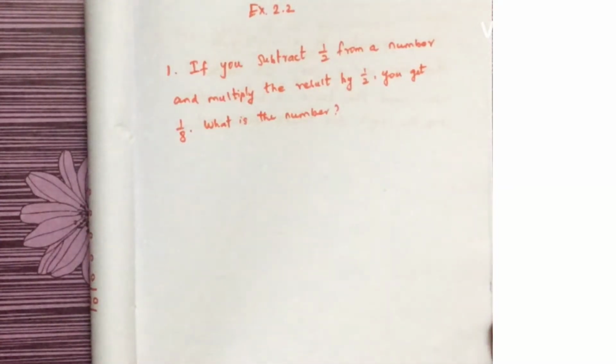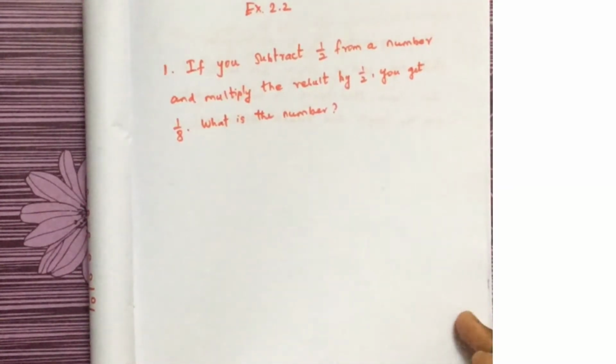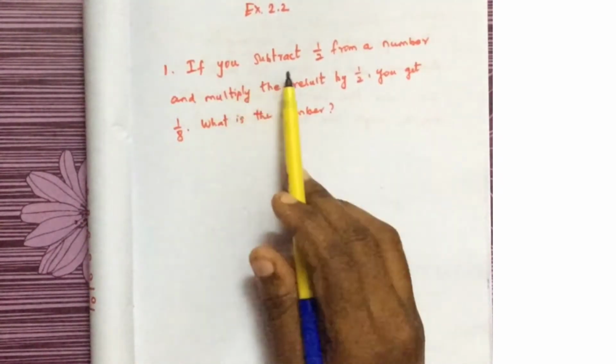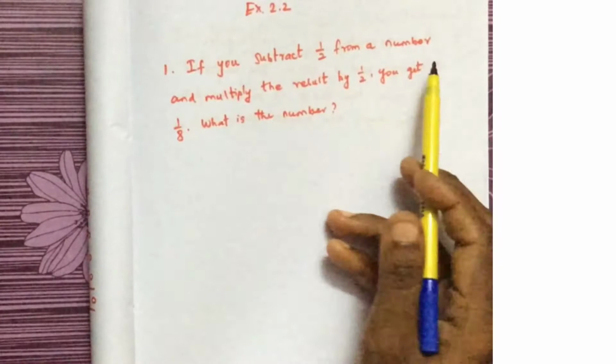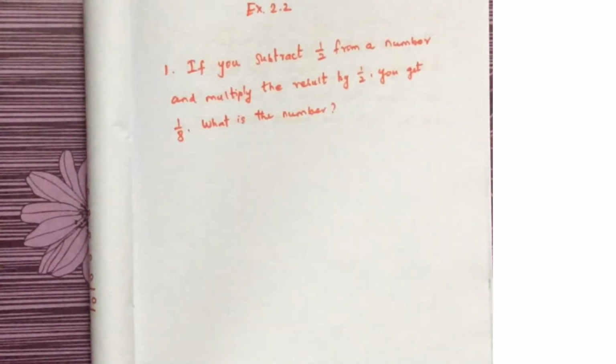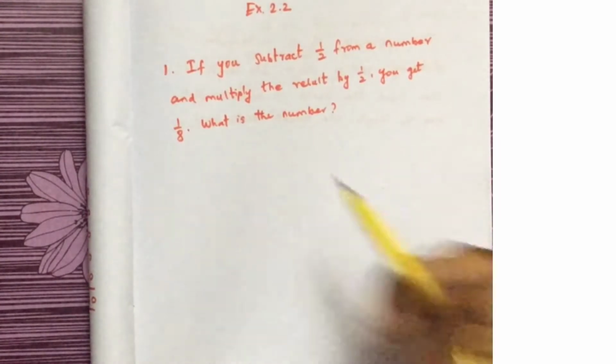Good morning. In this class we are going to see exercise 2.2. The first problem is: if you subtract 1 by 2 from a number and multiply the result by 1 by 2, you get 1 by 8. What is the number? We will start doing it.